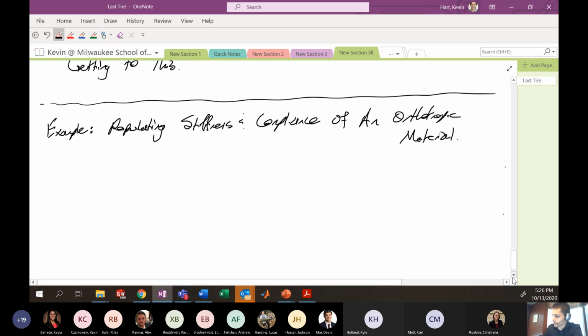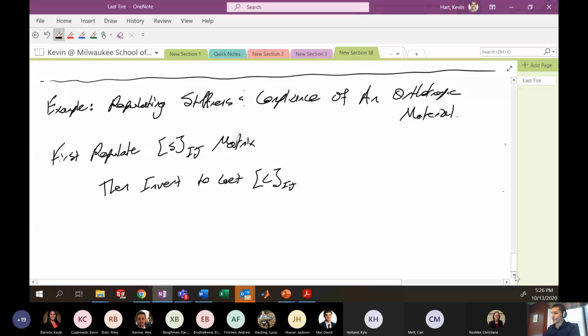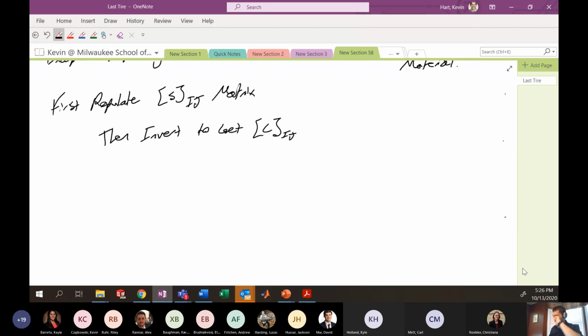All right. So the idea here is we first will populate this Sij matrix, then invert to get your C matrix. And maybe we'll just do a couple of entries here, just so we get the general gist. Okay. All right, so let's just run through a couple of these entries and make our way through.